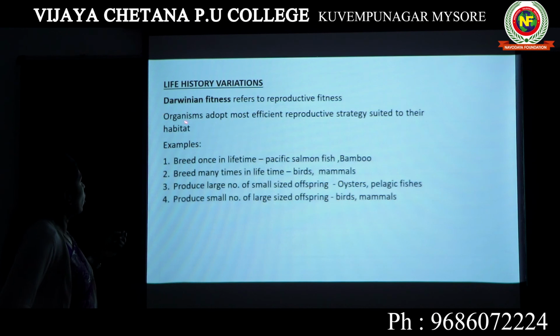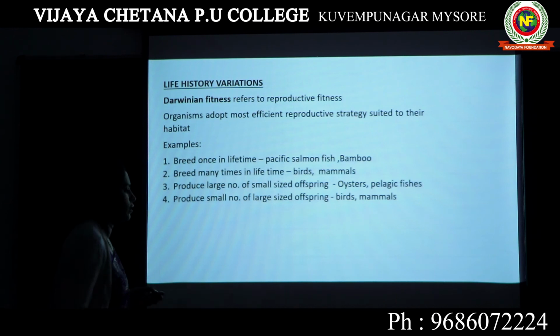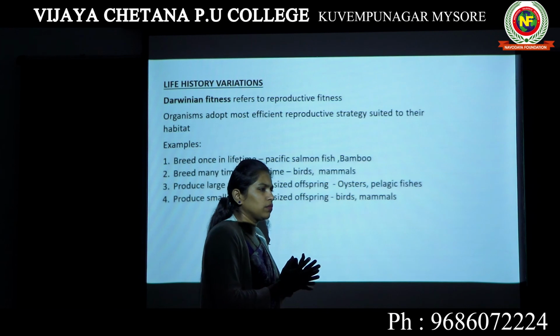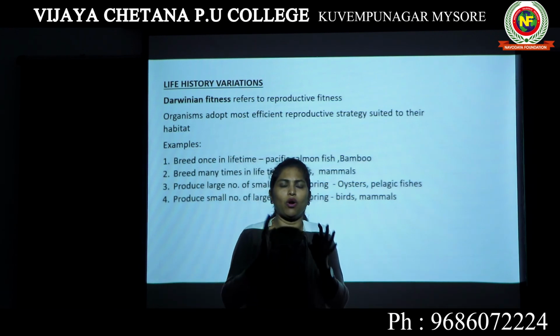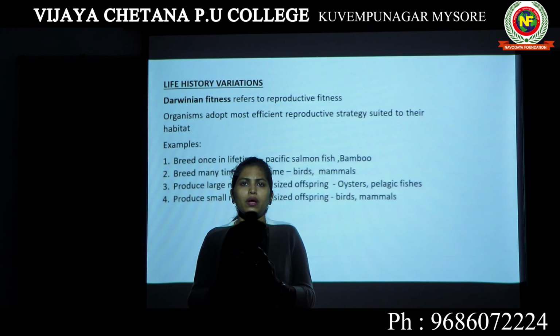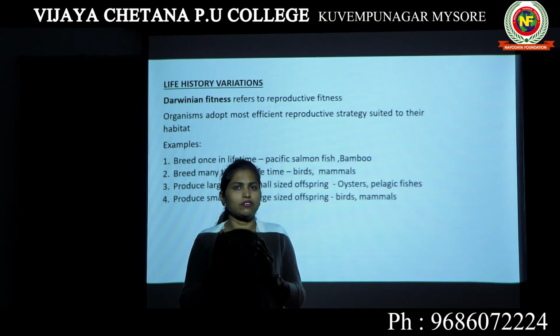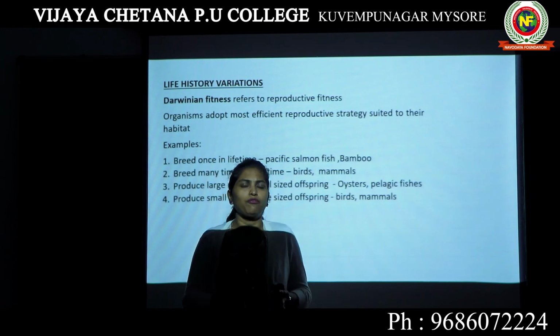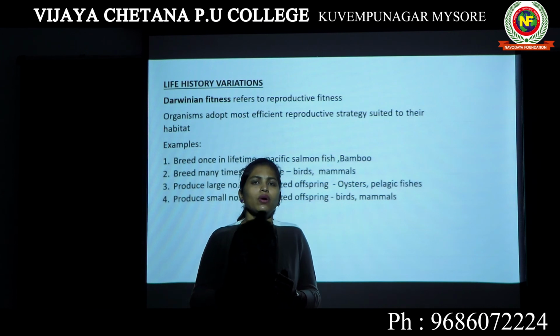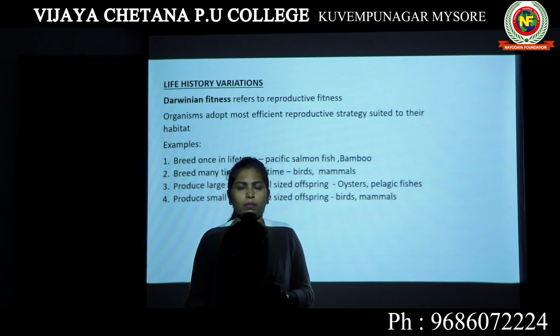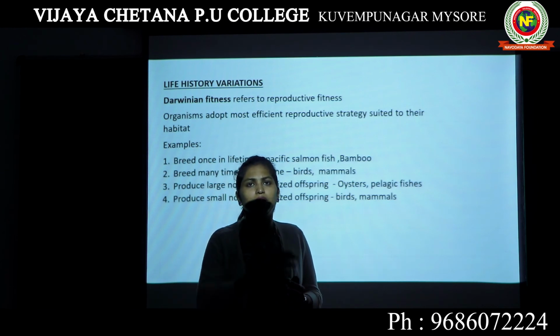Now, organisms adopt the most efficient reproductive strategy suited to their habitat. Every reproductively fit organism knows when to reproduce and how to reproduce. Dinosaurs, even though they were the strongest animal ever lived on earth, did not know how to reproduce and when to reproduce. They were reproductively not fit, so they became extinct from nature.